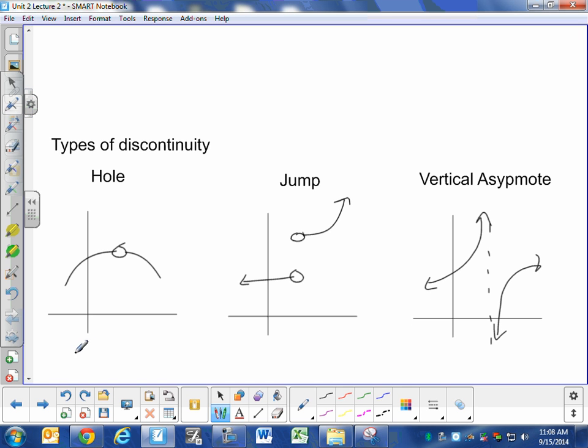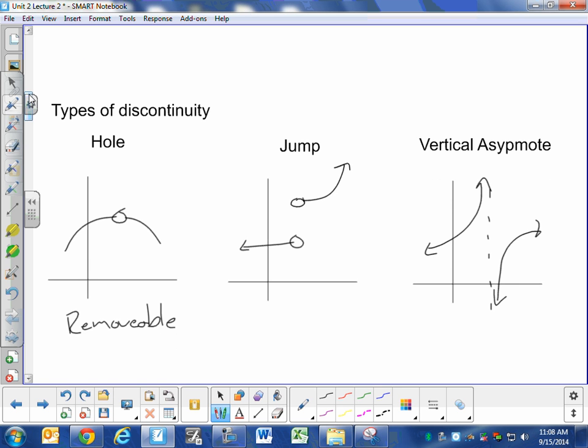We consider a hole a removable discontinuity. I don't know if you spell removable E-A-B-L-E or just with an A. Anybody? Is this how you spell removable? Or is it, because these two are non-removable, R-E-M-O-V and then just an A? I don't know. Look it up. Thank you, Mr. Rocca. Ask Siri. How do you spell removable? Yep. The answer is removable. There you go. Just an A. Yeah, just an A. Thanks, Siri.